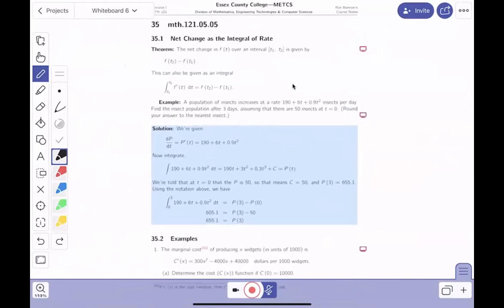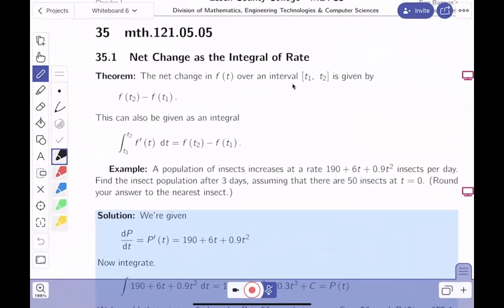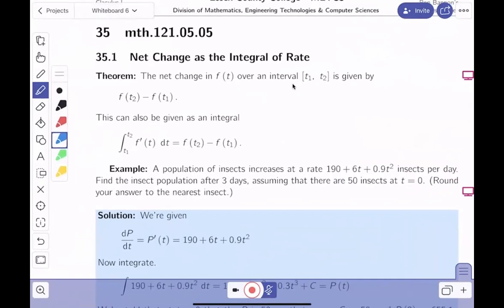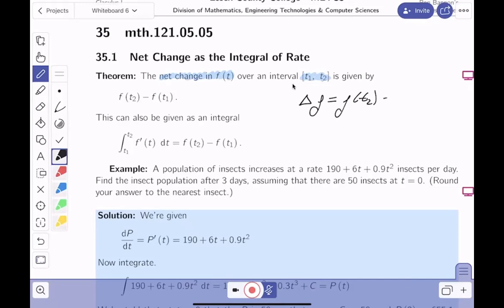All right. So we'll talk about what you've done in the past and what you're going to do now. This really dates back to Math 119 and probably Math 100 as well. And it's going to be this net change thing. So the net change of the function f of t over the interval between t1 and t2. Well, in Math 119, what your teachers did was they wrote the net change was delta f. And what was delta f? Delta f was the change in f over an interval. And this is going to be f of t2 minus f of t1. Nothing new there.